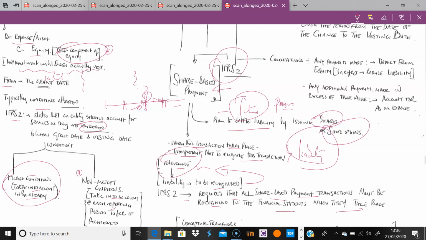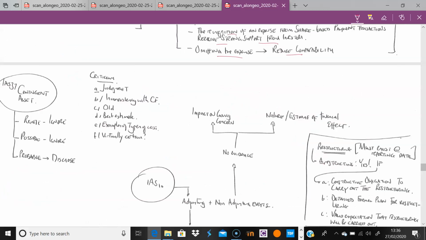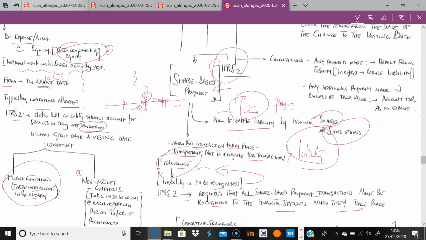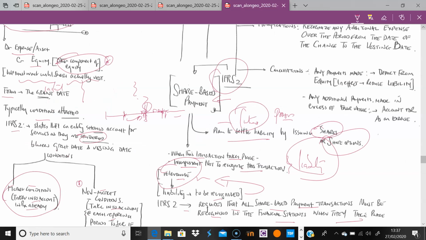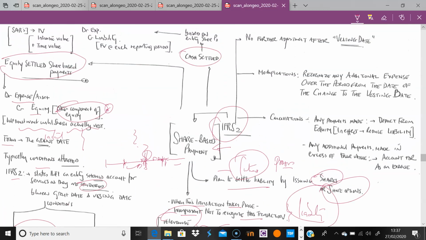So those are your market conditions and your non-market conditions. Right, now in terms of IFRS 2, once we recognize that, first of all, there are no further adjustments after the vesting date. This is to do with equity based, by the way. There are things to think about when we're talking about cash settled, and I'll come to that.